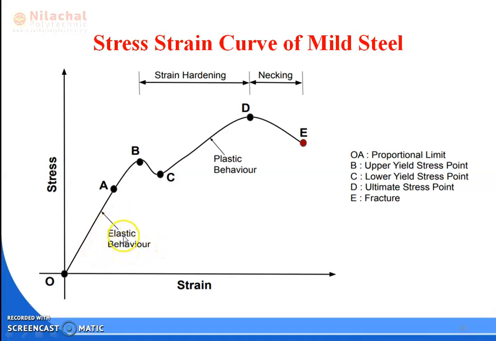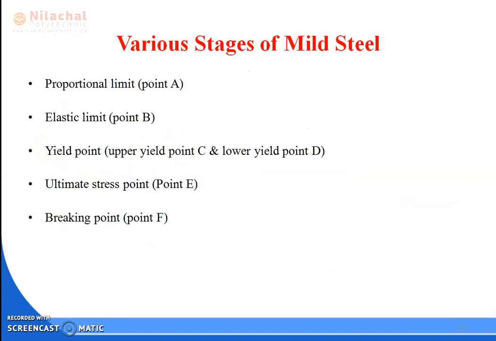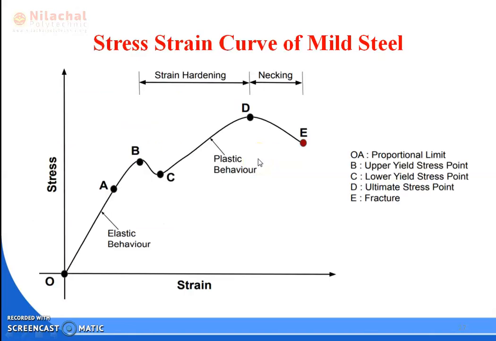After that, from A to B, it is known as your yield stress point. As I told you in this slide, your yield point is of two types. The first one is your upper yield point and the second one is your lower yield point. So here B represents the upper yield point, and then after that it goes down, which gives the value of the lower yield stress point. Then after that the point D gives you the ultimate stress point, and after that the body may rupture or fracture, which is the breaking point of the material.